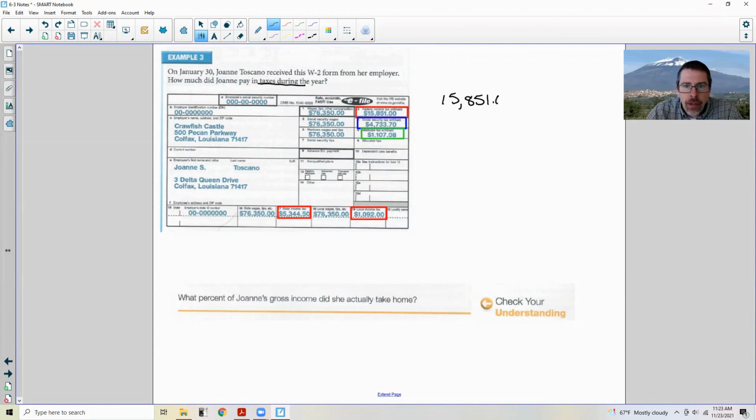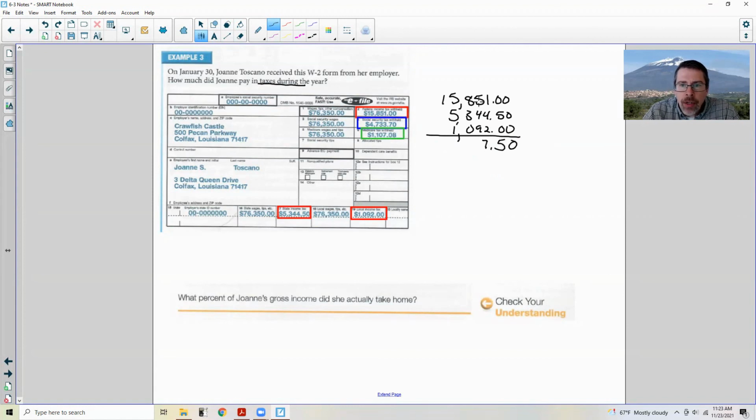So I'd take $15,851, and that was federal. State was $5,344.50. Local would be $1,092. Okay, and a local tax could be a city tax if you live in a city, or a town tax if you live in a township. So I'm going to do this 2 ways. I'm going to show 2 answers. What the book did was they said, take federal, state, and local and add them up. And that's the answer to this problem.